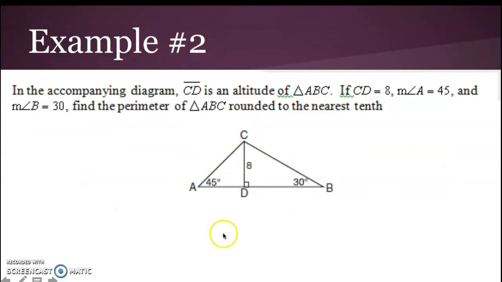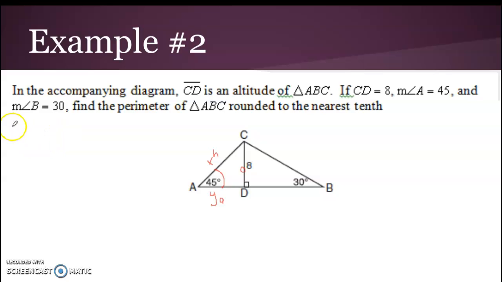And let's take a look at our second example for today. Now this, we are taking it back all the way to trig ratios. It says in the diagram, an altitude is drawn. Remember, when an altitude is drawn, it creates 90 degrees. If CD is 8, the measure of angle A is 45, the angle B is 30. Find the perimeter rounded to the nearest tenth. So that means I need to get everything. So what we're going to do is work with this triangle right here. And we need to find, let's call this x and call this y. So I'm going to label opposite, this is your hypotenuse, and this is your adjacent. So let's find this one first.